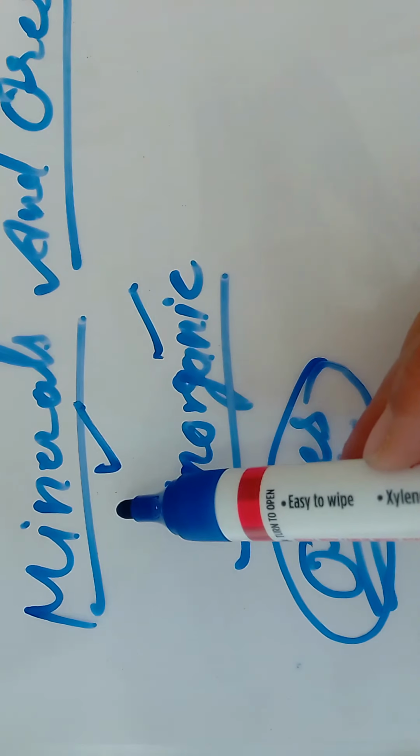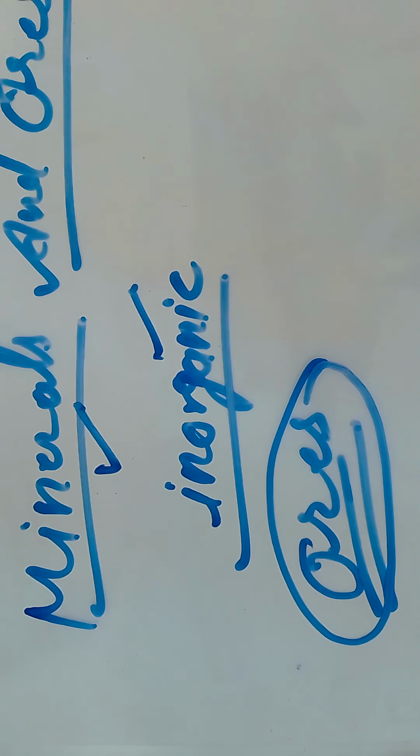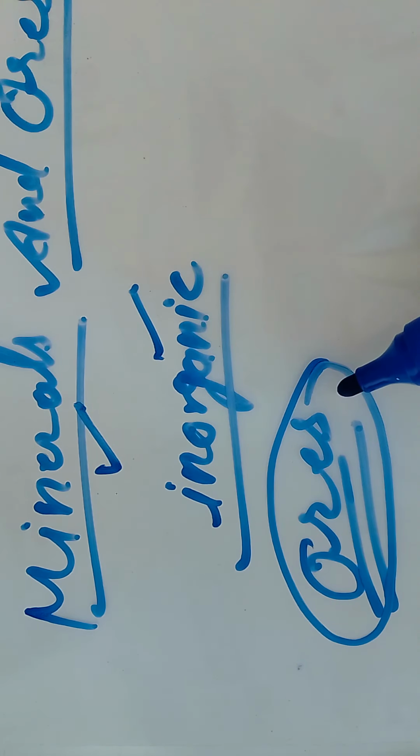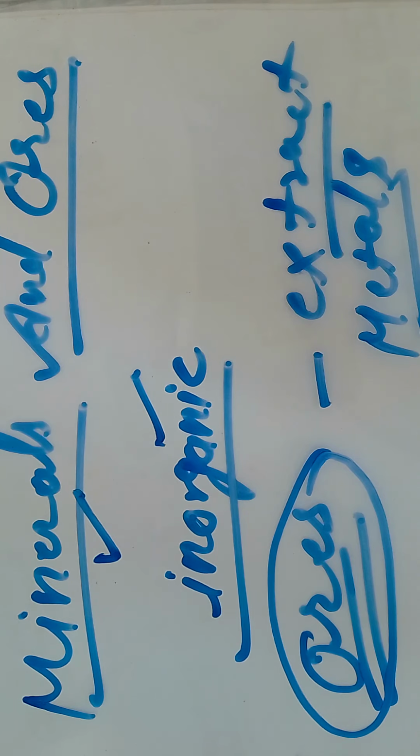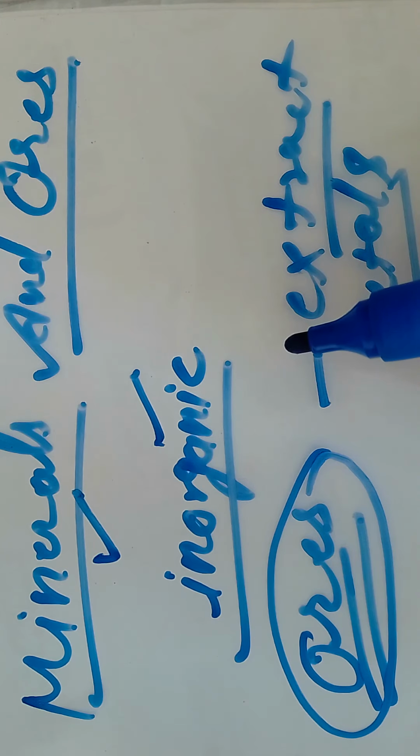One type of mineral will be ores. So what are ores? Be clear that all ores are minerals, but all minerals are not ores. Ores are the minerals from which we can extract specifically metals, right? So ores are the minerals from which one or more metals can be extracted.